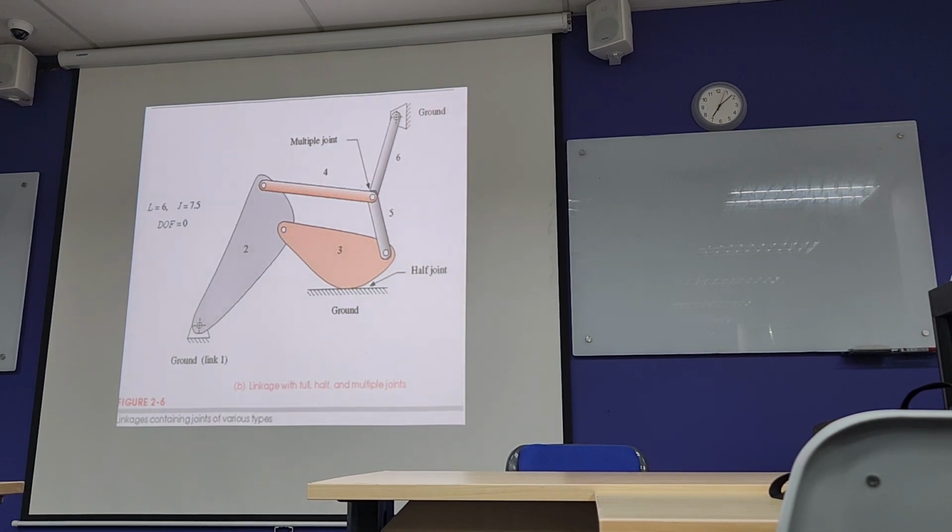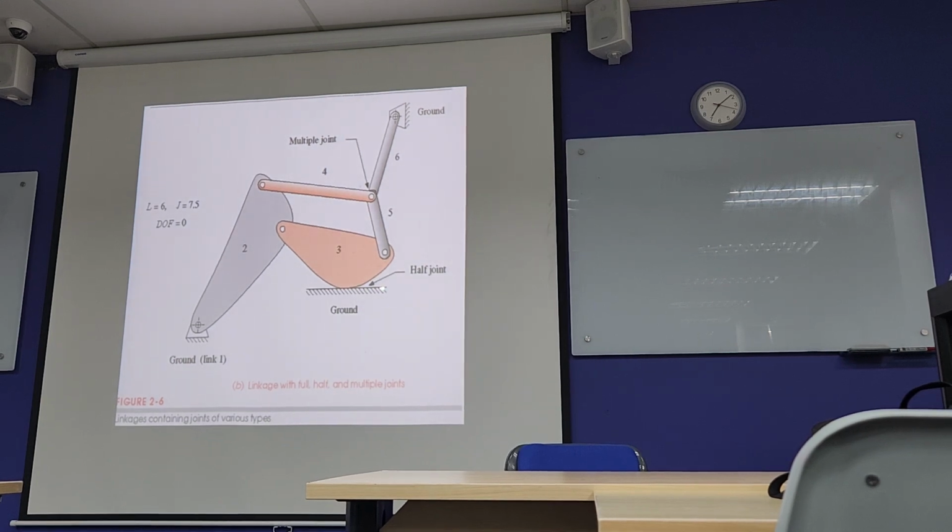Okay, so 1, 2, 3, 4, 5, so 6 and 7. Okay, this is a half joint. So 7 full joints and 1 half joint. So you use the formula: 3 times (6 minus 1), so 15.